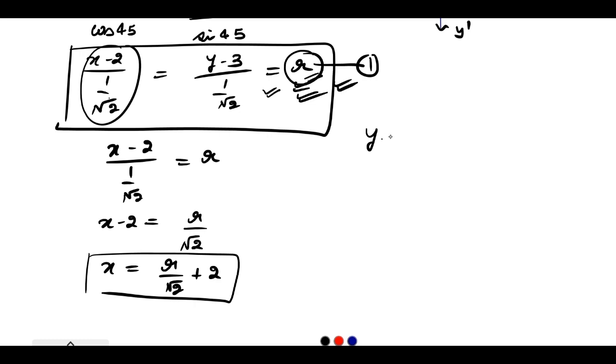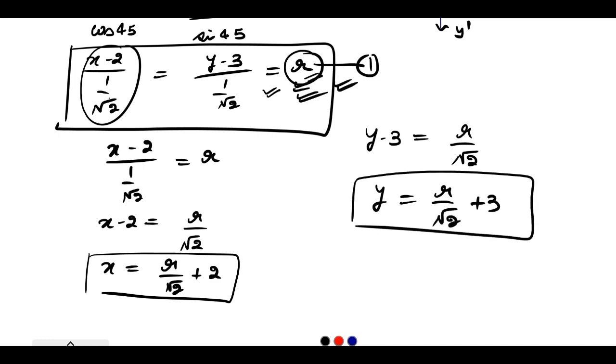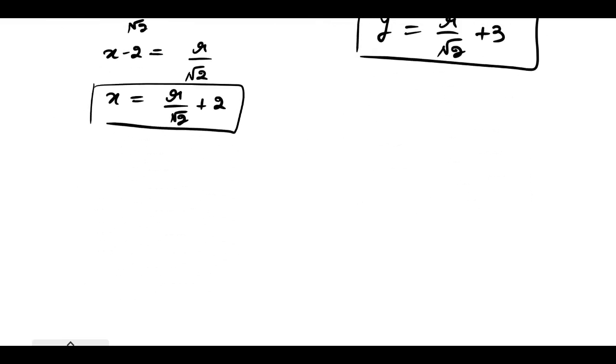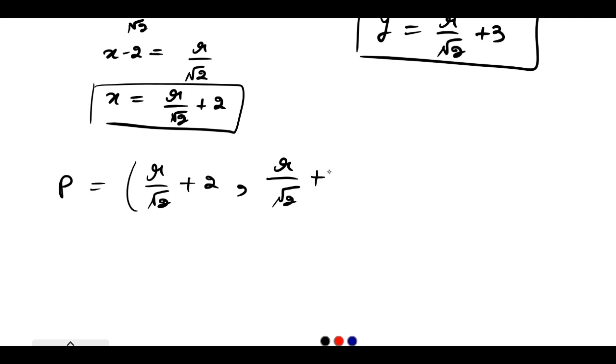Similarly, y minus 3 is equal to R upon under root 2, so y is equal to R upon under root 2 plus 3. This is the y coordinate of P. Means the coordinates of P are R upon under root 2 plus 2 and R upon under root 2 plus 3.